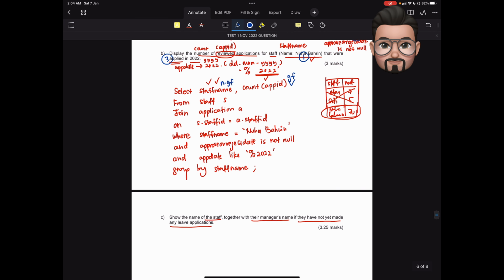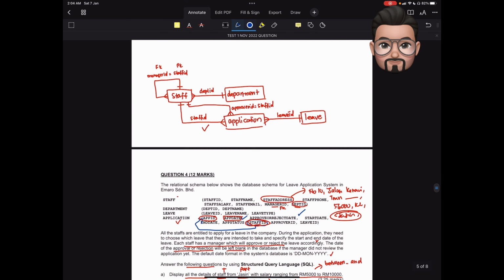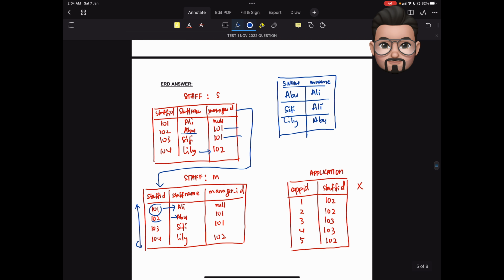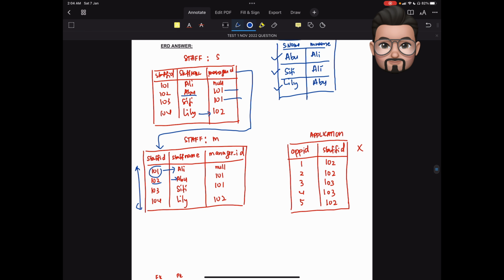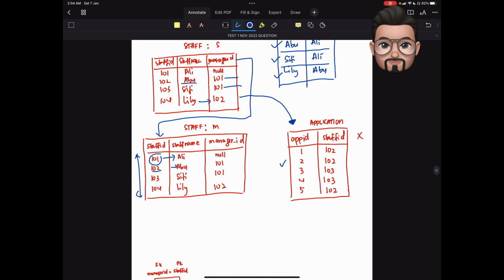We want to display staff who have not yet made any leave application. So from all of this staff, Abu, Siti, and Lily, which one hasn't made any leave application? If we want to know which staff made which application, we can do the join also.